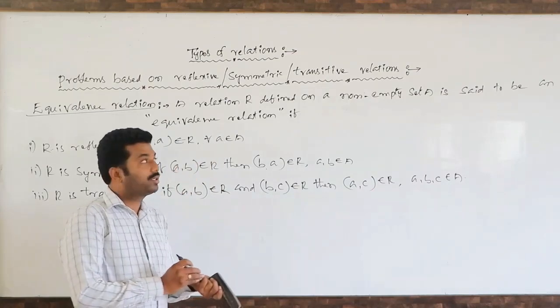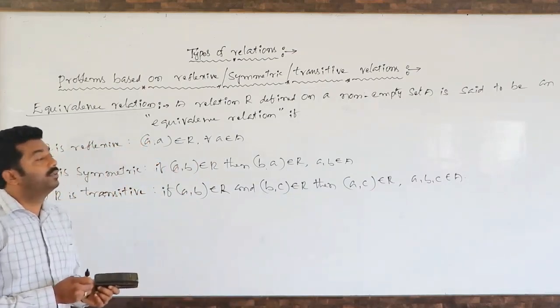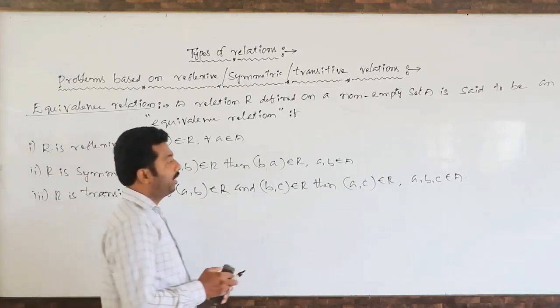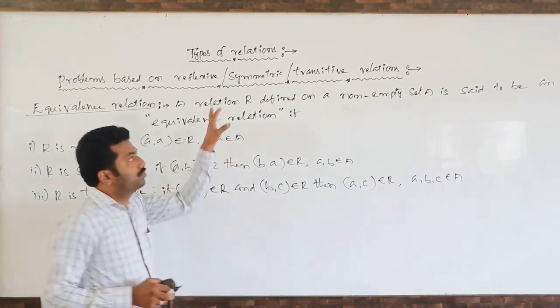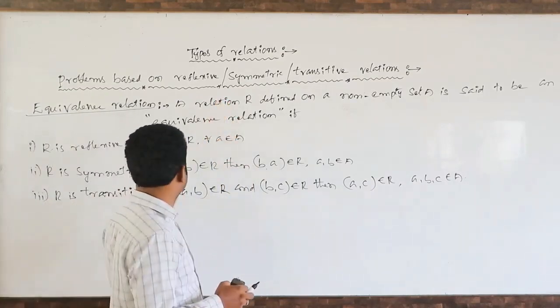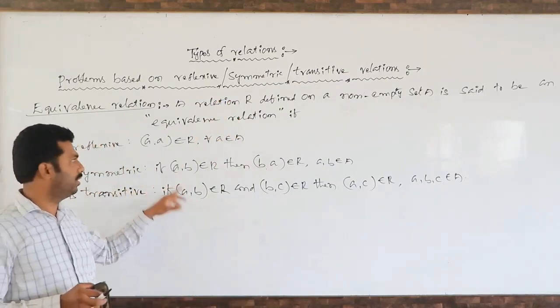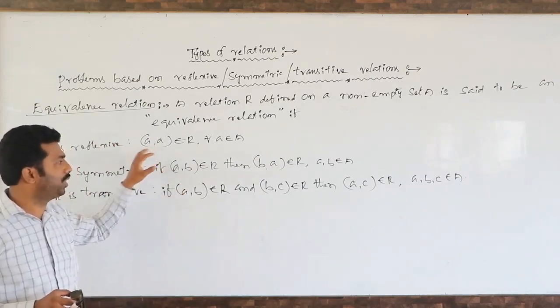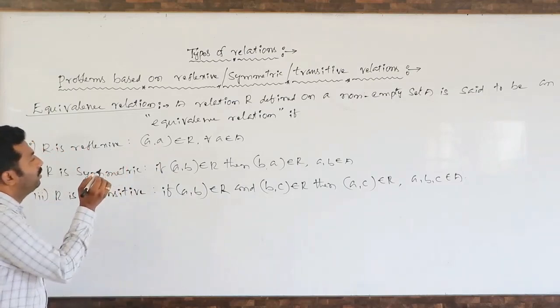I hope you understand the types of relations: reflexive, symmetric and transitive. A little bit there will be some confusion in the case of symmetry and transitive. At the same time, reflexive also. You should understand clearly. What is the definition of reflexive?